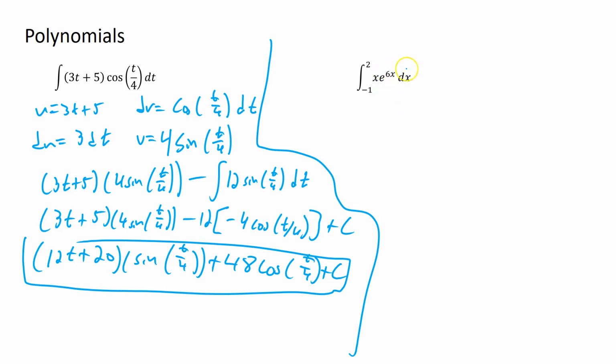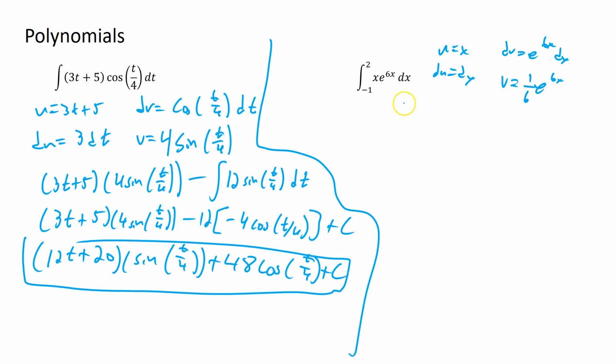So x e to the 6x, I'm going to use u as x. Then dv, well, let's do du first. So du then is just dx. And then dv would be e to the 6x dx. Integrate both sides. So v then, this is the derivative of e to the 6x, right? We leave that alone. But then we'd have to chain by multiplying by 6, so I need a 1/6 out front to cancel out that 6 when it chains. Okay, let's put it together.